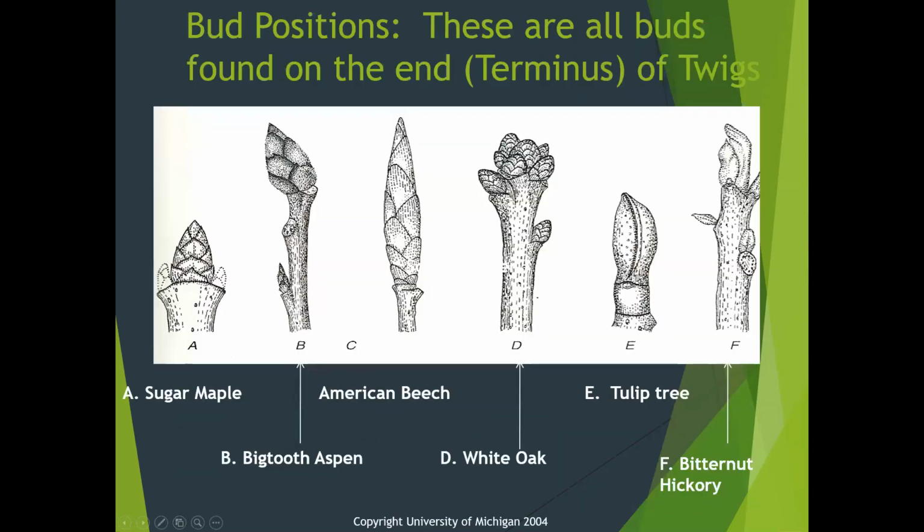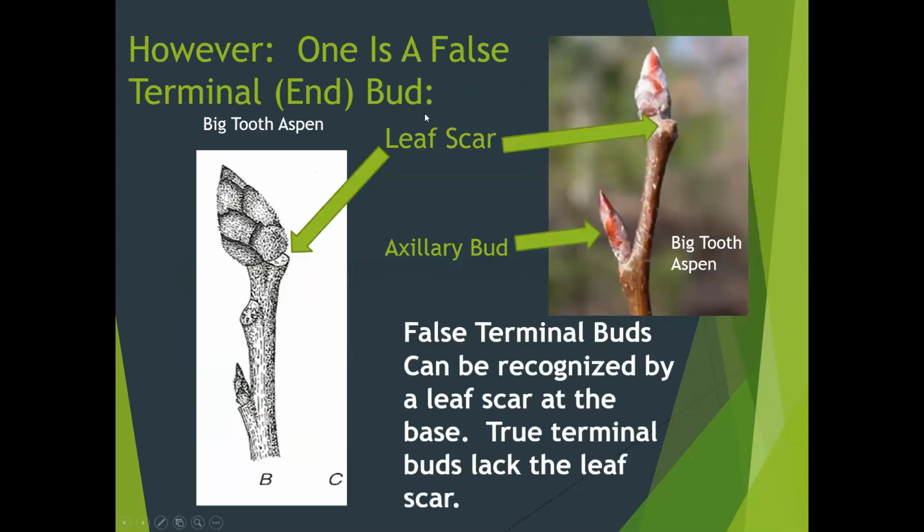These are all buds that are at the terminus or the end of twigs. And the first thing I'm going to talk about is one that has what's called a false terminal or end bud. It's called a false end bud because there's a leaf scar here. True end buds do not have a leaf scar. They're sort of on their own, and this one cants over to the side. This is the big tooth aspen. And this is a really important identifier. It's easy to look at the leaf tips, and the end buds are usually the big and showy buds, so we look at those a lot, and you want to see if there's a leaf scar there to determine what it is.